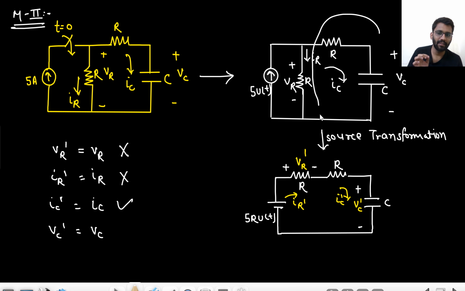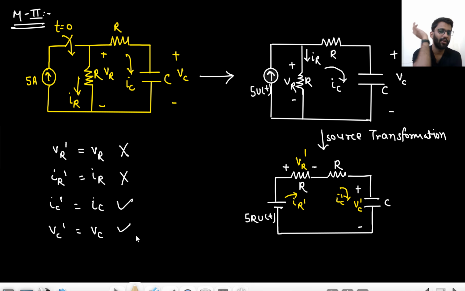This circuit is remaining as it is. This complete circuit is remaining as it is. R and C, this is remaining as it is, but this part of the circuit is getting converted. Are you getting my point? So these two are correct, IC and VC, but VR dash and IR dash are not correct.